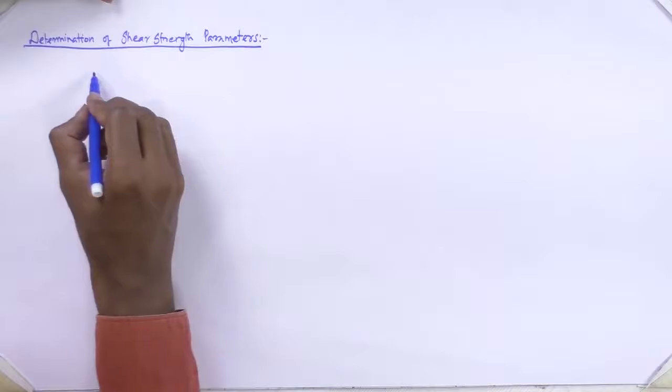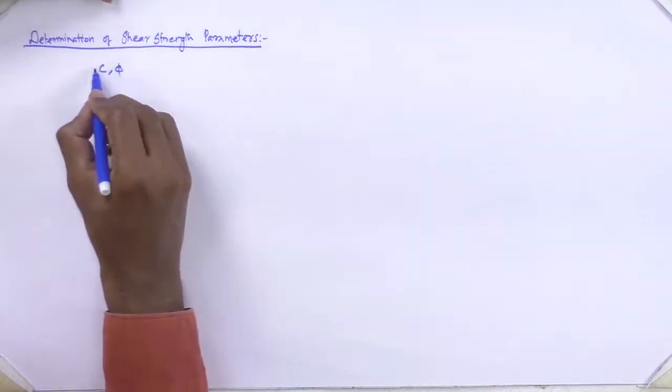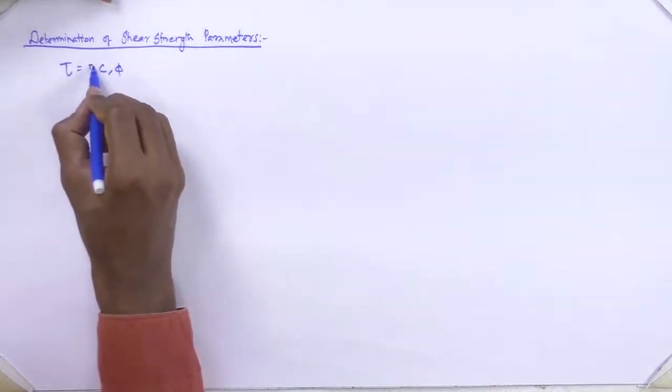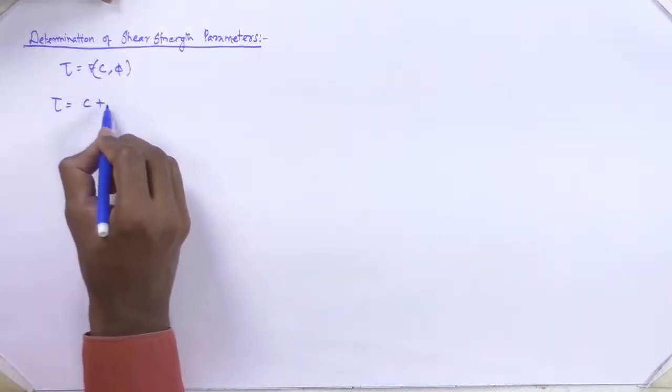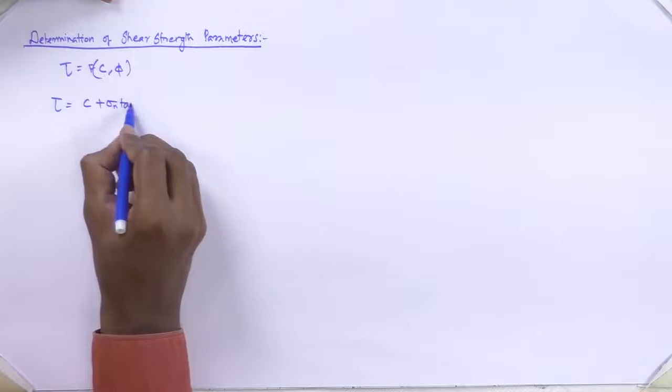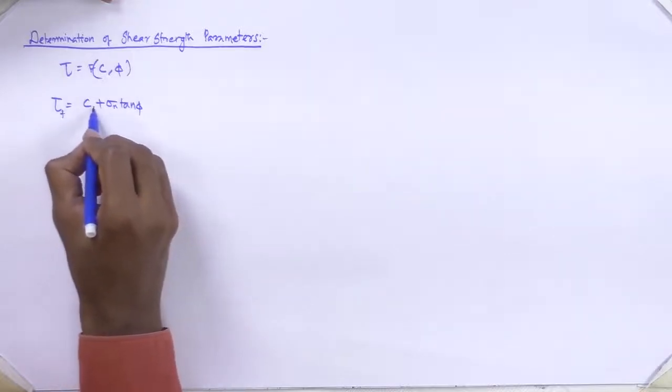Welcome to my lecture on shear strength parameters of soils. As we have seen in the previous lecture, shear strength parameters are nothing but C and phi. So tau is entirely influenced by C and phi. I gave an equation, tau equals C plus sigma tan phi, denoted by F as well.